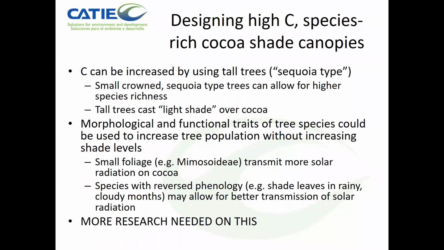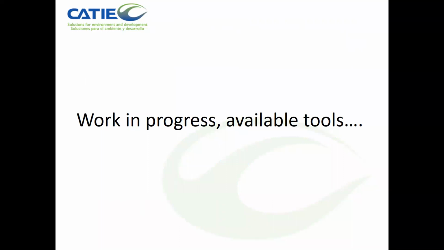You can play with the species. You can look for tall tree species that store more carbon. You can look for species with reverse phenology. You can look for species with very small leaves so the transmissibility of the light is larger. You can do a lot of things. There are several functional attributes, functional traits, we'd say now, in the species that can be used to help us in designing better shade canopies to meet specific objectives. We're working on some of these ideas.